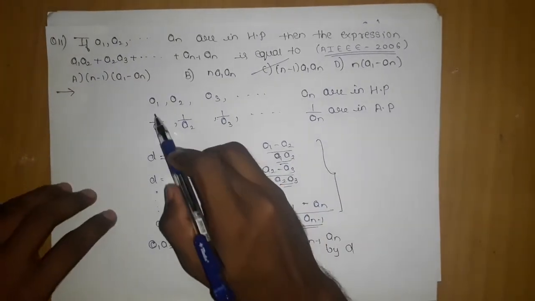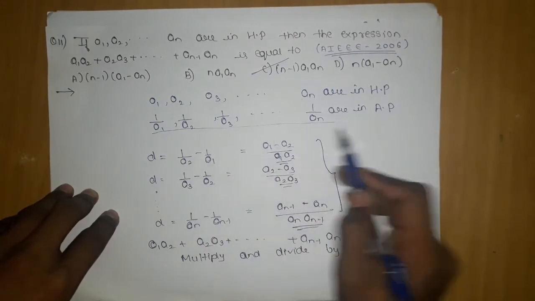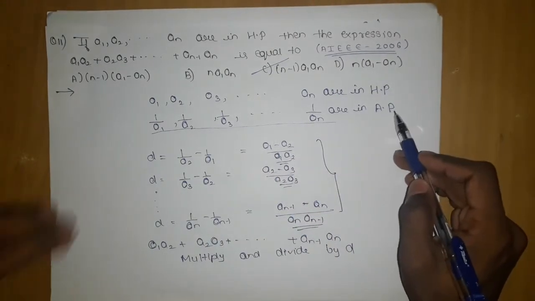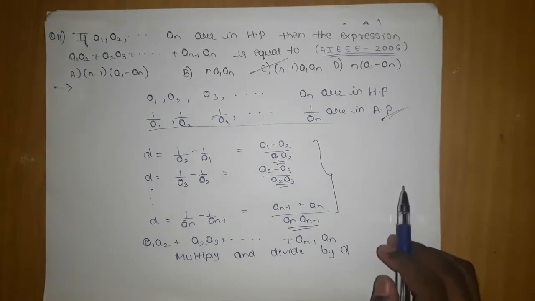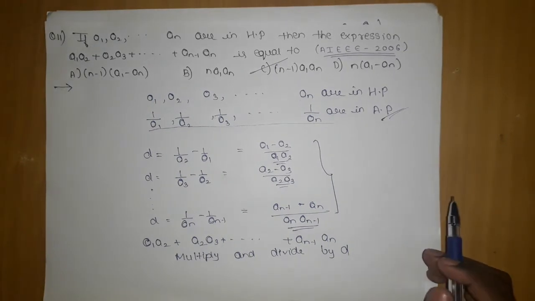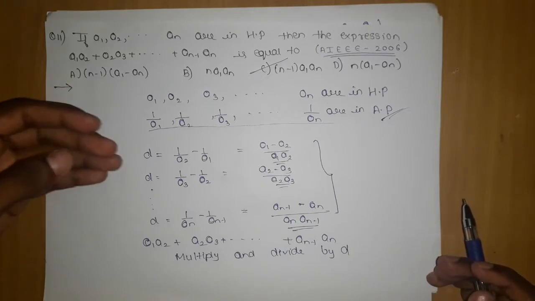So hope you have understood each and every process, how we consider the HP and why we converted it into AP. That is a very logical process. Why do you need to convert an HP into AP? Because in AP you are more comfortable. Although there is nothing like HP, it is just AP only, and you get the d value.